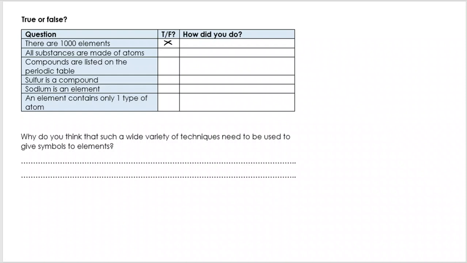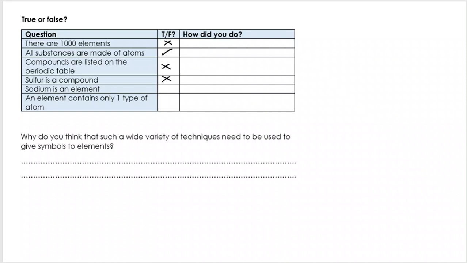But everything that exists on the planet is made up of combinations of those atoms. So absolutely, all substances are made of atoms. Sometimes those atoms are within compounds, but they're all the building blocks that everything is built from. Compounds listed on the periodic table, that one is false. The periodic table gives us information about all of the elements that exist. Compounds are made by combining elements together, as we'll see in more detail later on within this course.